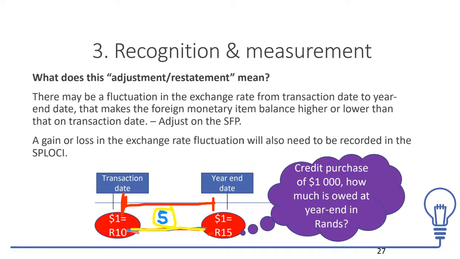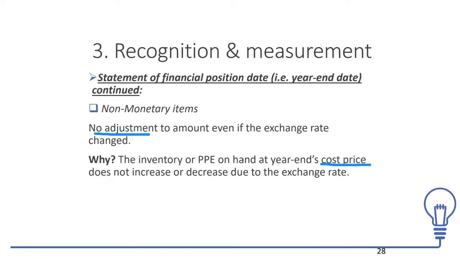So we need to record that loss separate from the creditor. We need to record it separately from the creditor. So therefore, we need to restate it at year end. That's important. Okay. So now if we look at the next slide, what we're saying here is what we already said.